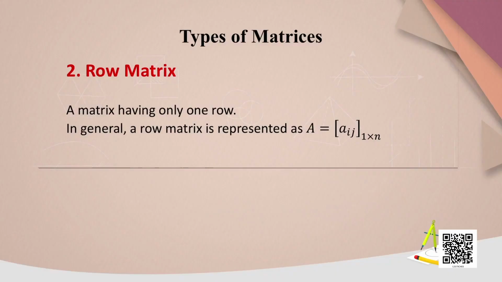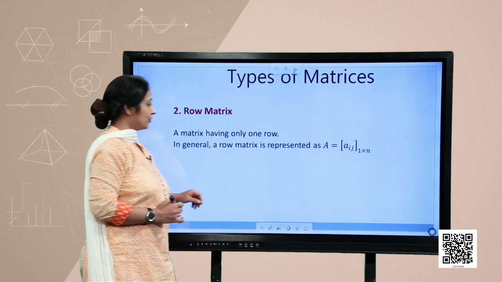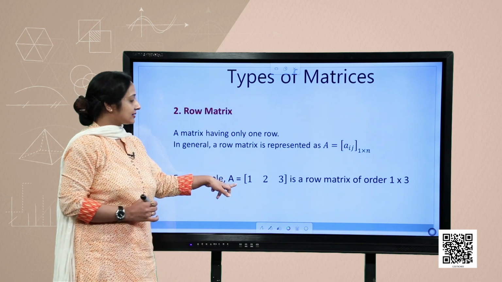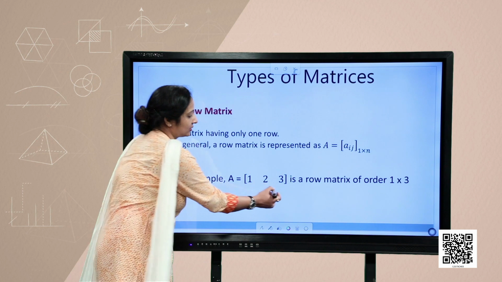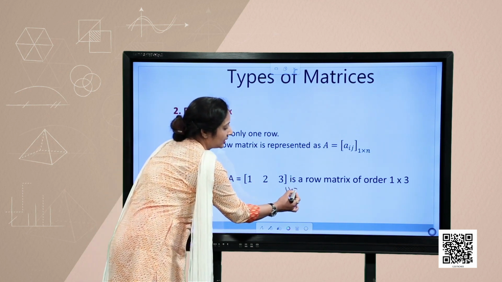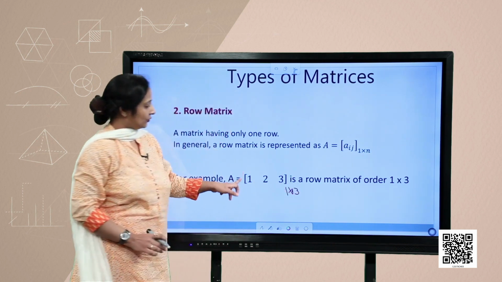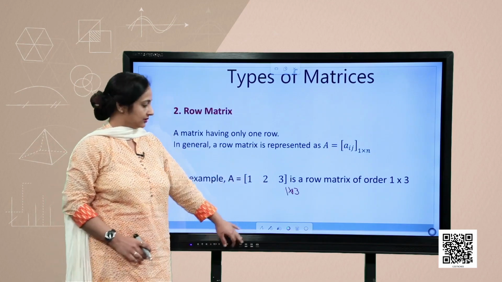So next matrix is row matrix. A matrix having only one row is known as a row matrix. So in general, a row matrix is represented as A equal to [aij] 1 by n. 1 is the number of rows, n is the columns. For example, a matrix like this, 1, 2, 3 written horizontally is a row matrix of order 1 by 3. It has got 1 row but 3 columns.